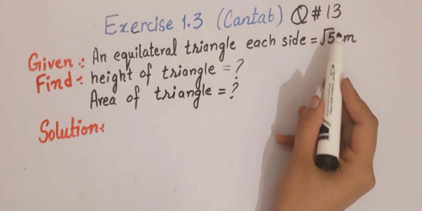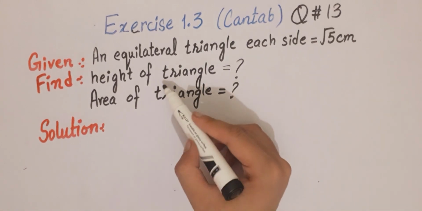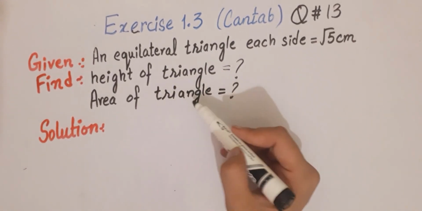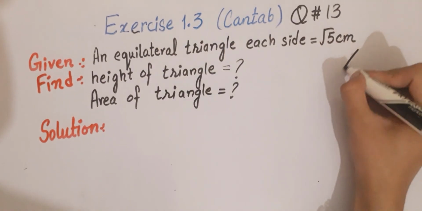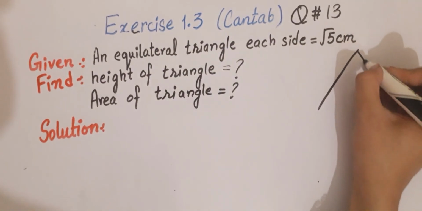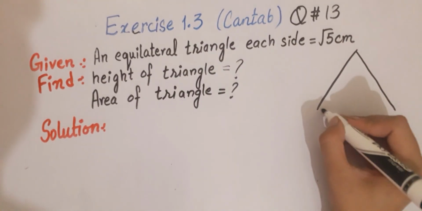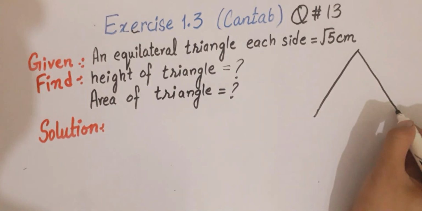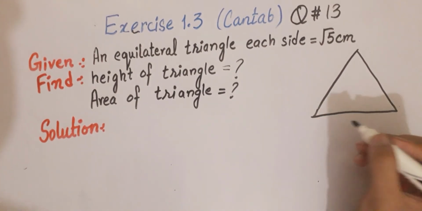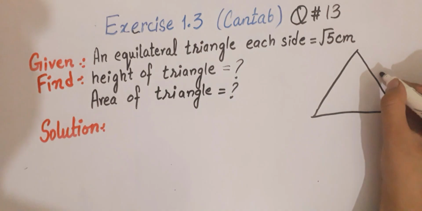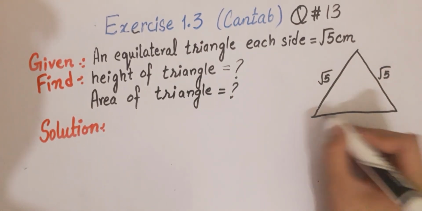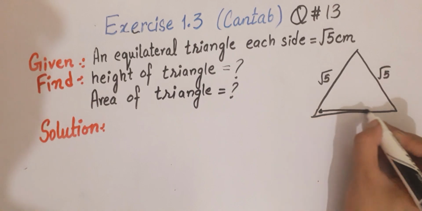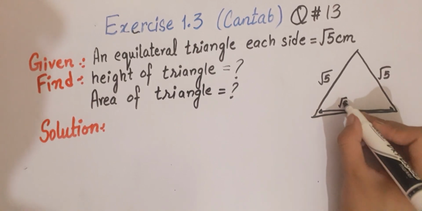Each side is equal to square root of 5 centimeter. We have to find the height of triangle and area of triangle. First of all, we will draw an equilateral triangle. An equilateral triangle is that triangle in which all sides are of equal length. Here this side is equal to square root of 5, this side is equal to square root of 5, and this whole length is equal to square root of 5 centimeter.